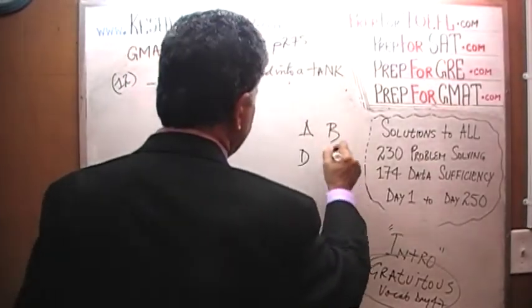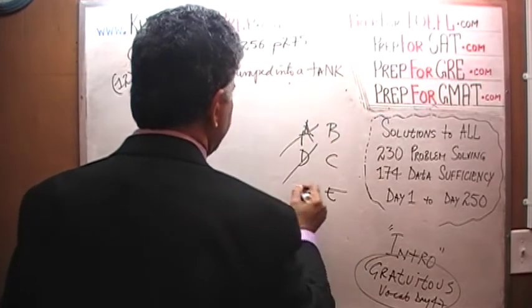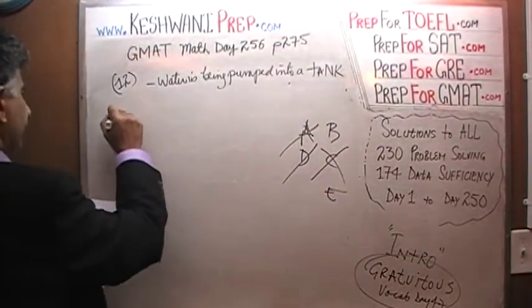A, D, B, C, E. A and D cannot be the answer. C cannot be the answer. Let's look at the second statement.